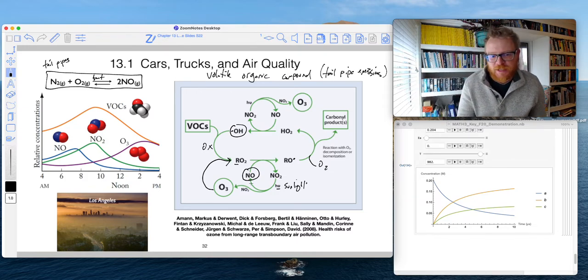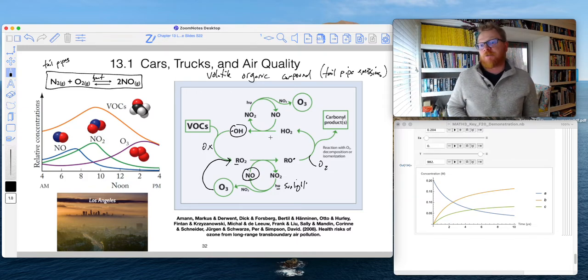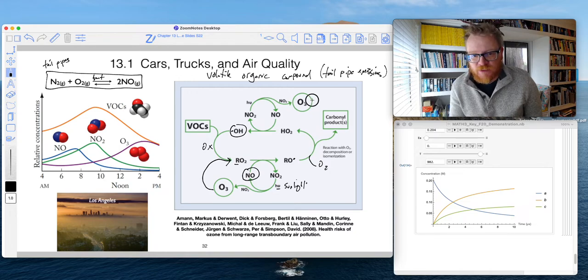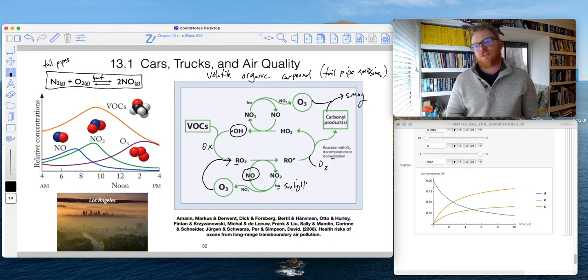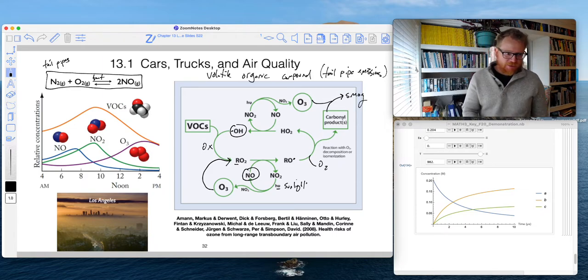And of course, some initial input of NO. And it just makes this chemistry go round and round and round and round. And why this is important is because these carbonyl products and this O3 can now react, and this goes on to make smog.